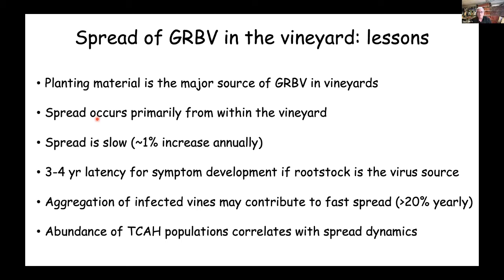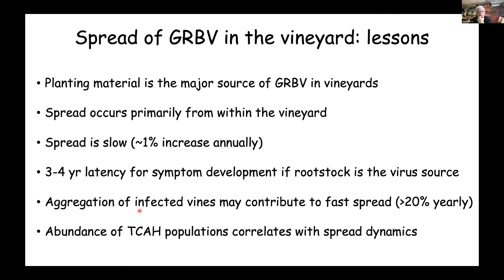What I've learned also is there is some significant latency for symptom development to occur if the rootstock is the source of the virus. And this is what we have seen actually in the Cab Franc and the Merlot, because the vineyard manager in the Cab Franc took 4 years to see disease symptoms. And that is a clear indication that it takes 3 to 4 years for the virus to translocate from a rootstock into the scion, build up in the scion, and then disease symptoms develop.